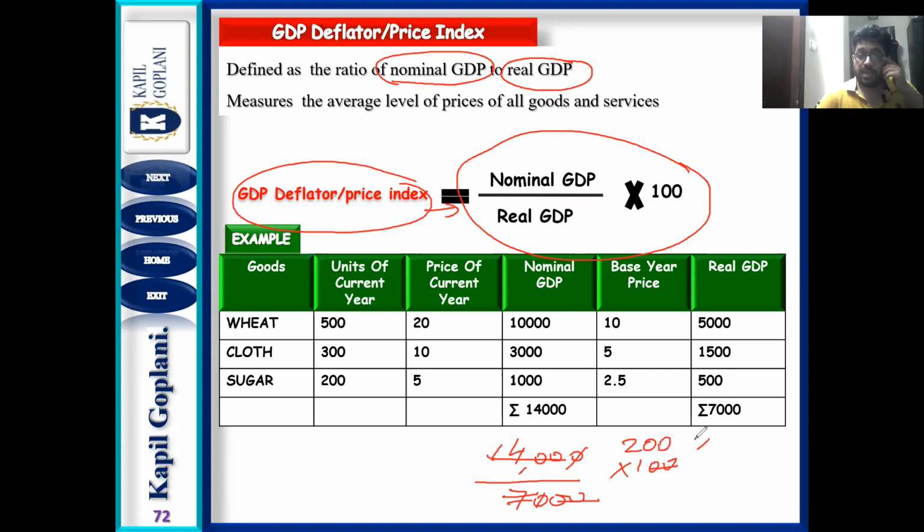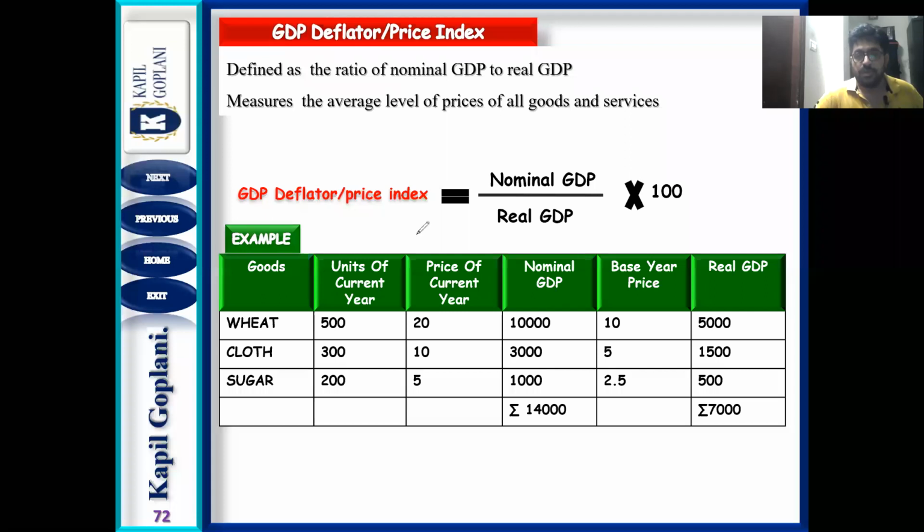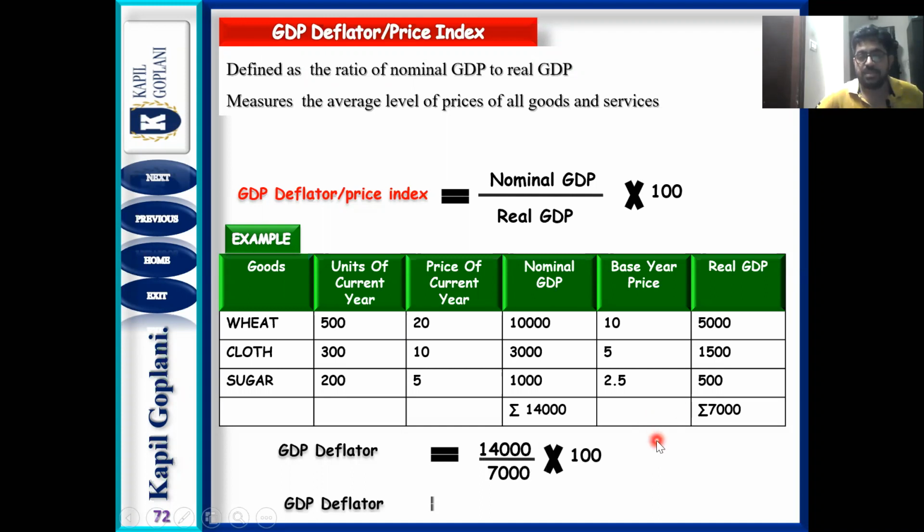It means basically the prices have increased by how much percent? 200. You can see the base year price is 10 and the current year price is 20. That means an increase of how much percent? Just double. And secondly, 5 has now gone to 10. Again, there is just an increase by double. 2.5 has now increased to 5. So basically, the GDP deflator is telling us by how much the prices have increased. That is the major issue. Now moving further, as I've told you, the calculation will be 14,000 divided by 7,000, and the final answer in this case would be 200%.